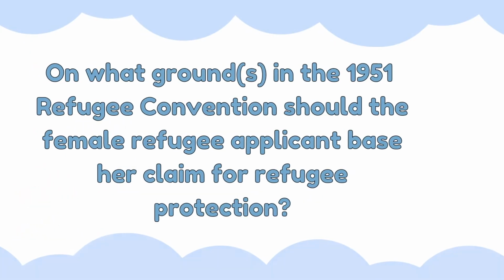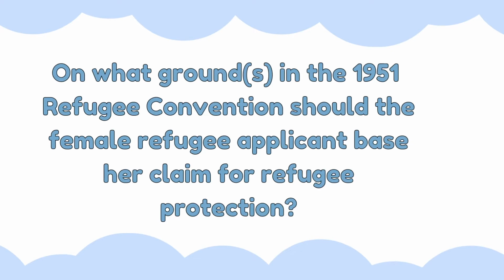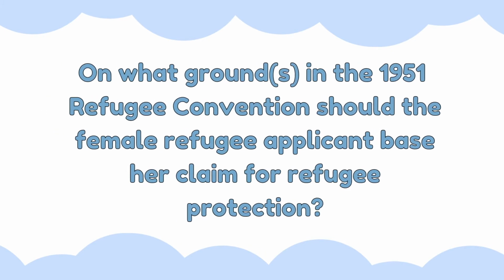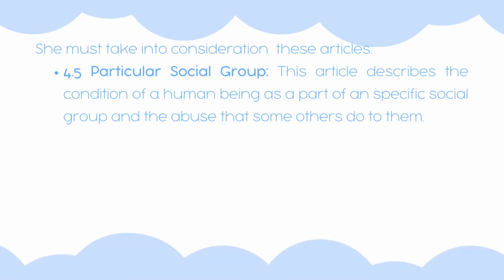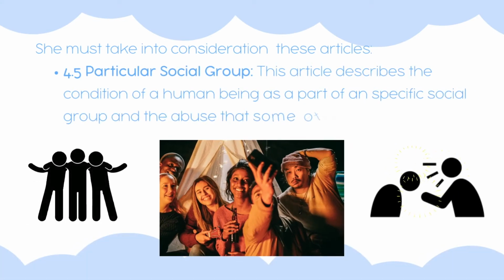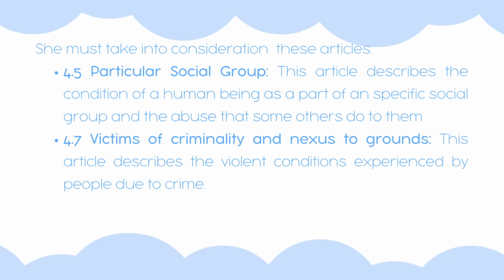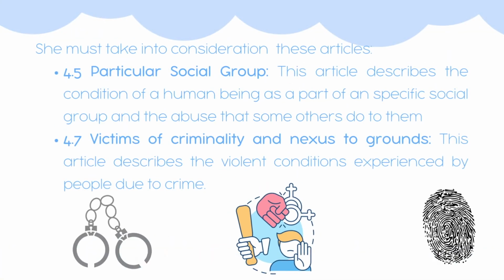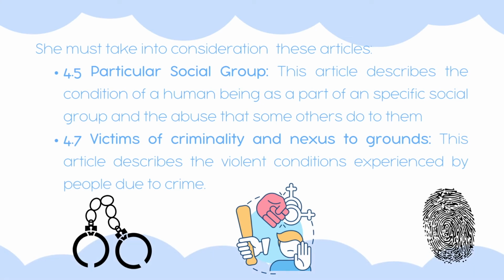On what grounds in the 1951 Refugee Convention should the female refugee applicant base her claim for refugee protection? She must take into consideration these articles. 4.5 Particular social group. This article describes the condition of a human being as part of a specific social group and the abuse that some others do to them. 4.7 Victims of criminality and nexus to grounds. This article describes the conditions of violence that become harassment by some kind of crime in different ways.